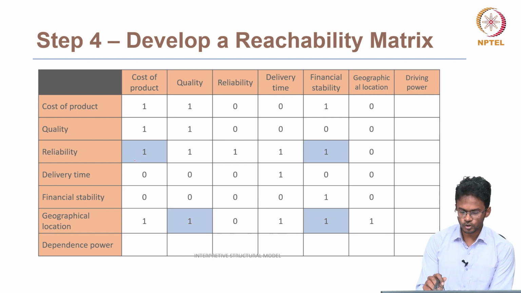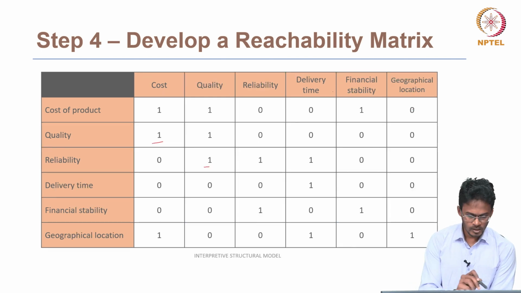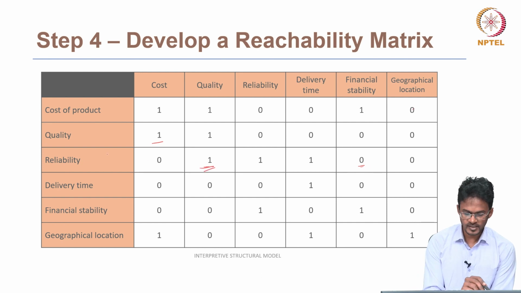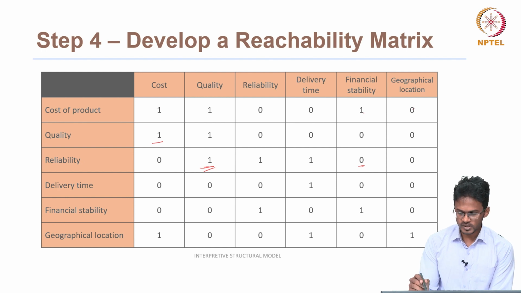Next, reliability to financial stability. Reliability will not directly influence financial stability, but it will influence quality. So, reliability influences quality, quality influences cost, cost influences financial stability. Hence, reliability will influence financial stability. So, this will also become 1.